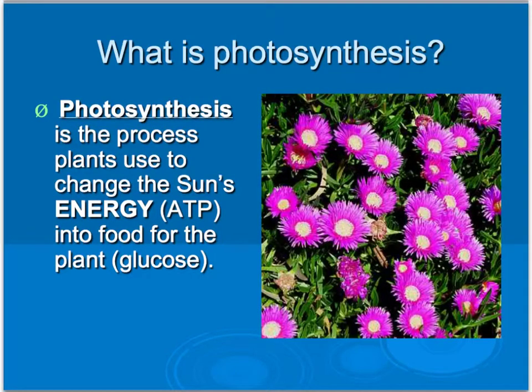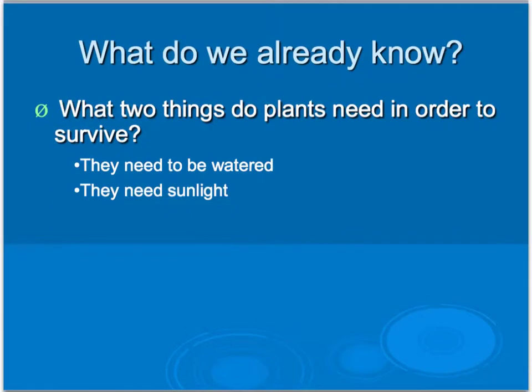Photosynthesis is the process that plants use to change the sun's energy into food that they can use. Remember from our unit on ecology that plants are autotrophs, which mean they make their own food. How do they do that? Photosynthesis. Things that might help you remember the equation for photosynthesis is that you know that all plants need to be watered and they also need sunlight. Without these things, they would die, and the reason they would die is actually because they just wouldn't be able to make their own food through photosynthesis.